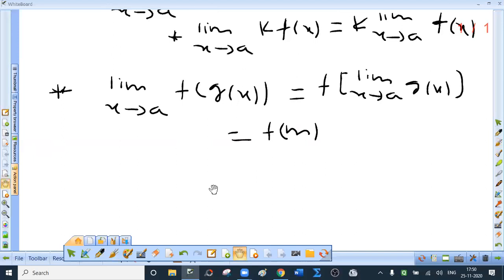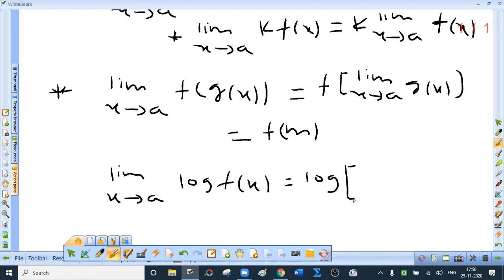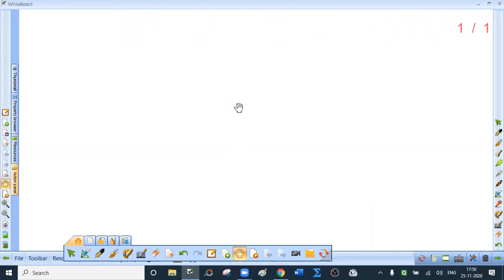I will tell you one particular case, an important one. Limit x tends to a log f x. What is limit of log? It is log of limit. So log of limit x tends to a f of x. Okay. So all these are simple results. Now we are in a position to solve simple sums on the topic limits. Now write down: evaluate.